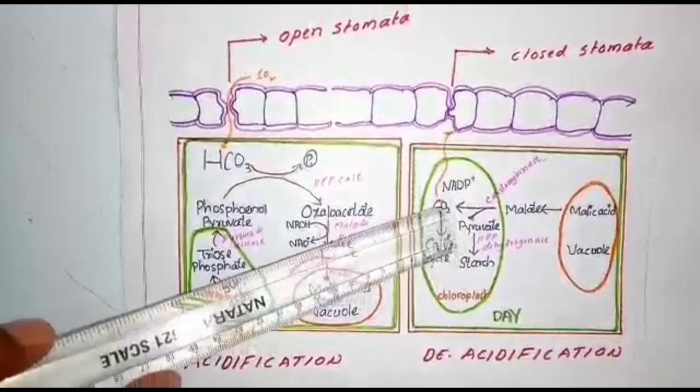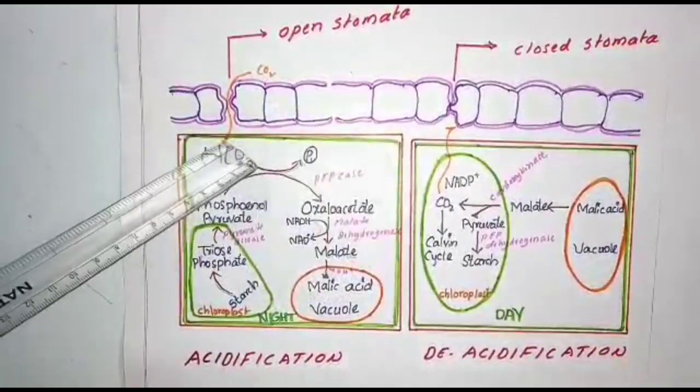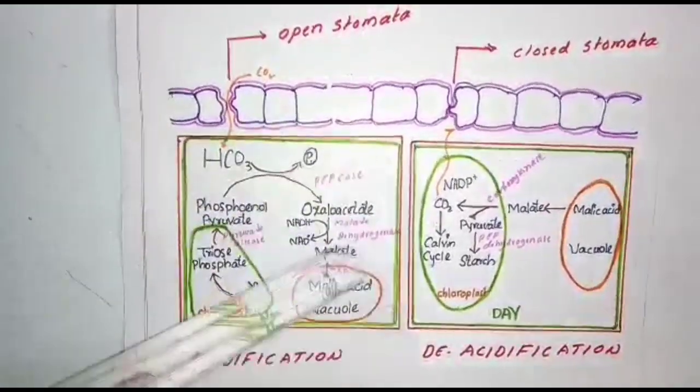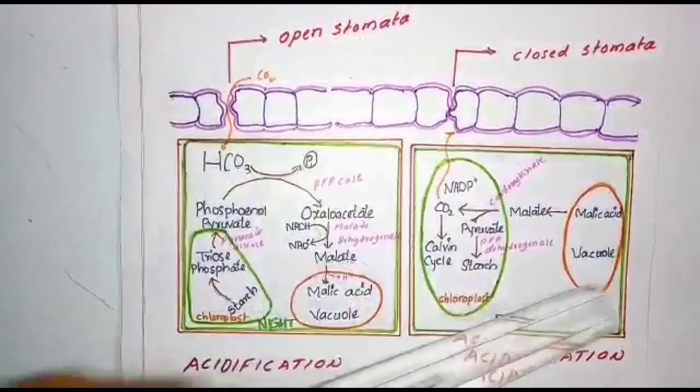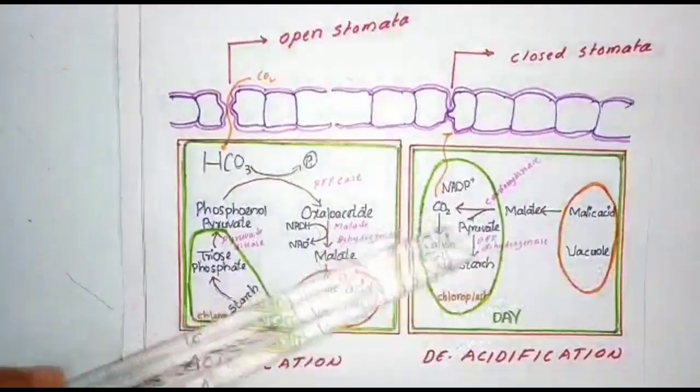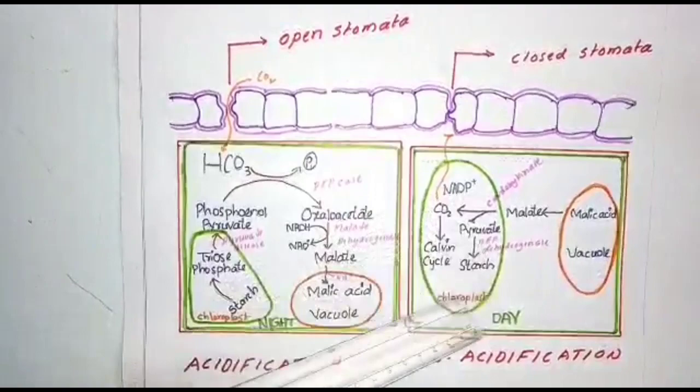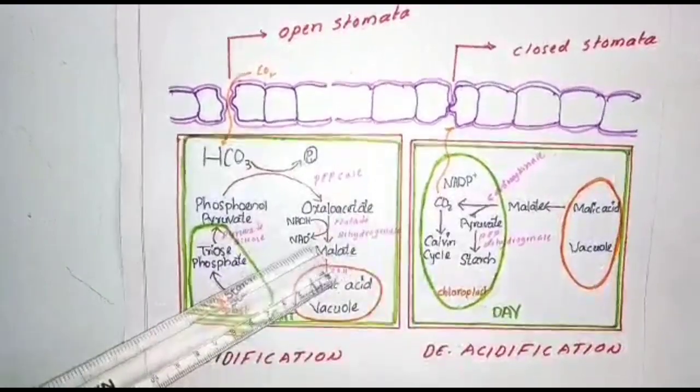The carbon dioxide taken in during night time is stored in the form of malic acid. That malic acid undergoes some changes to release the carbon dioxide to do the dark reaction during the daytime. How does it happen? You can see this now.